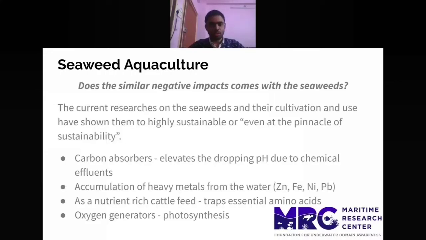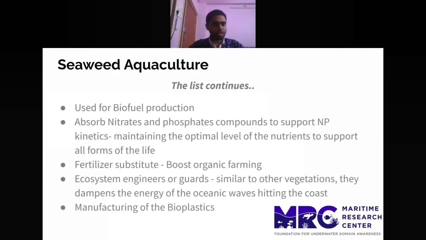And the list is long, because they can even be used as a biofuel. They can be used for the manufacturing of bioplastics. They also absorb nitrates and phosphate to support their own NP kinetics. To support their own life, they absorb nitrates and phosphate, and it is beneficial to us because it maintains the optimal level of nutrients. They can act as a fertilizer substitute, and finally, some researchers show that they also act as ecosystem guards because, similar to other vegetation, they dampen the ocean waves. So the ocean waves hitting the coastal region can be dampened by seaweed.